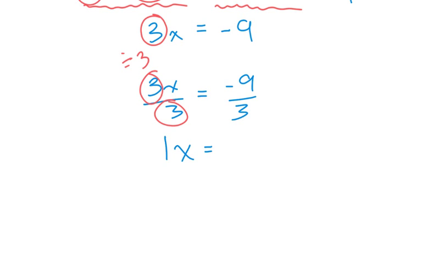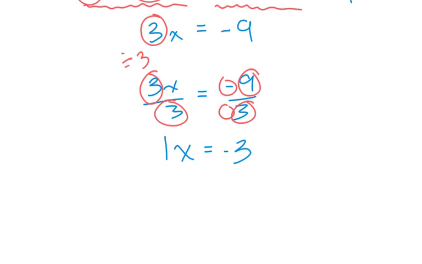Over on the right side, I have negative 9 over 3. In other words, negative 9 divided by 3. Let's just take a look at the numbers. Negative 9 divided by 3, pretty easy. That is 3. Now let's look at the signs. You have a negative number divided by a positive number. When that happens, your answer is going to be negative.